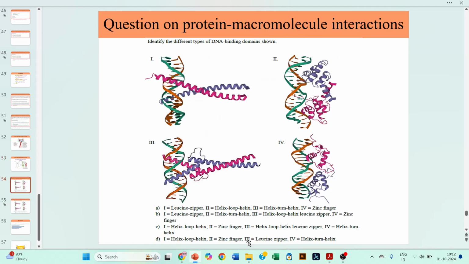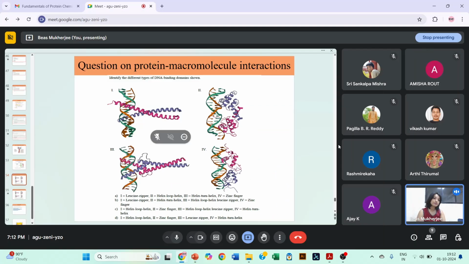Now this is a question. Helix turn helix, I am sure you remember. There is a helix, there is a small turn of 3 amino acids or 2 amino acids, and then there is another helix. So that is a helix turn helix. If you look at these figures, you will be able to see. Now you tell me which is a leucine zipper, which is a helix loop helix, leucine zipper. There is a zinc finger motif and there is also the helix turn helix motif.